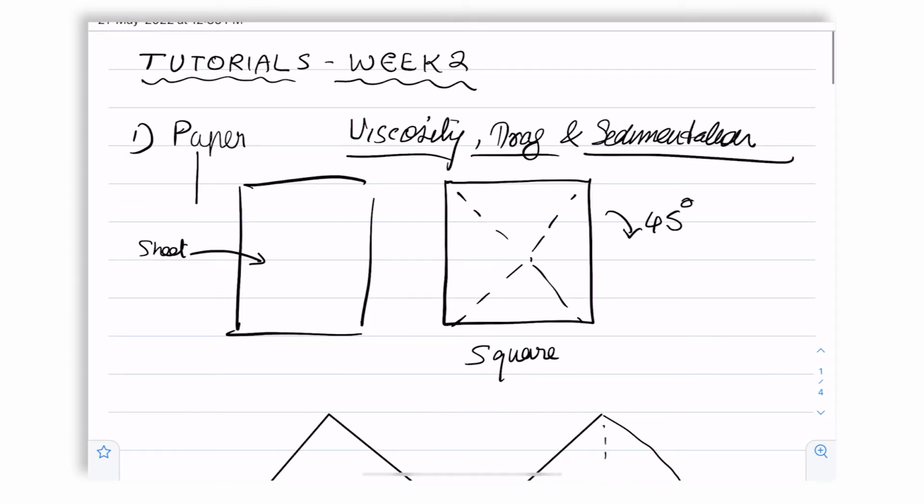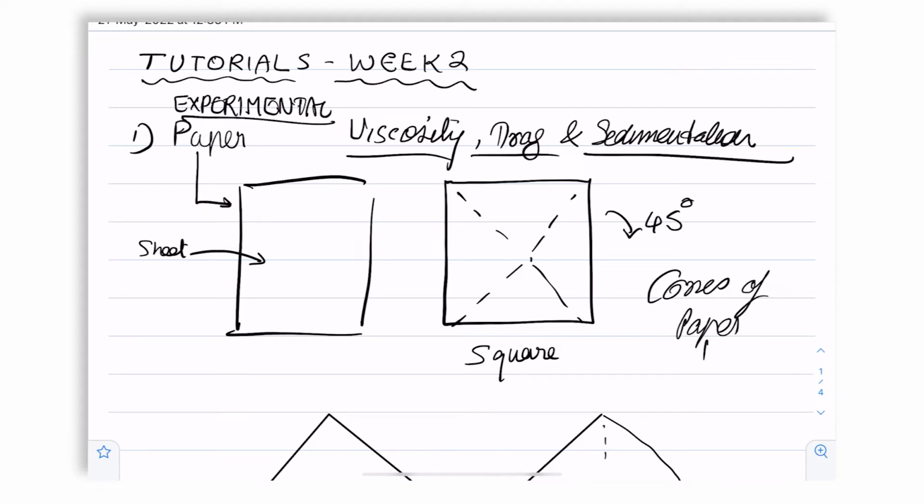And one of the approaches we're going to take is experimental. So the experiment is the following. You need to make cones out of paper and drop them from the same height and ask the question and answer it whether the cones of different sizes reach the bottom of the height from which you drop it at the same time.